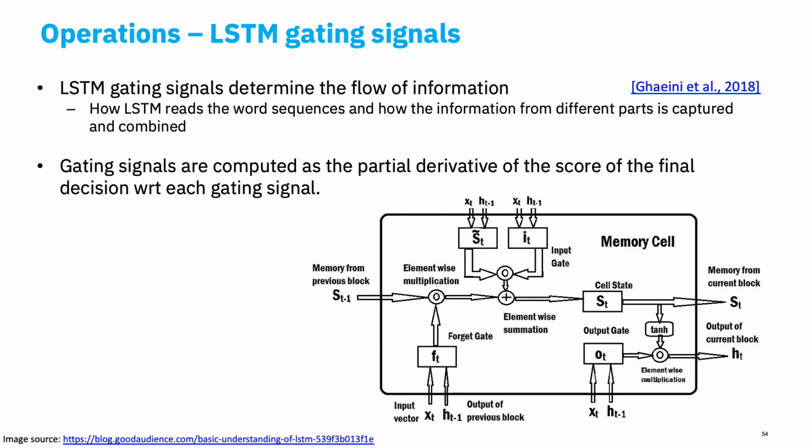The intuition behind this method is that we know LSTM is a classic neural net for sequence modeling. It processes a sequence of input elements at different time steps, and each LSTM cell has different gates, including an input gate, an output gate, and a forget gate. These LSTM gating signals can determine the flow of information, that is, how LSTM reads the word sequences and how the information from different parts is captured and combined. Once the whole sequence has been processed, we can then look into the gating signals, which are computed as partial derivatives of the score of the final decision with respect to each gating signal.